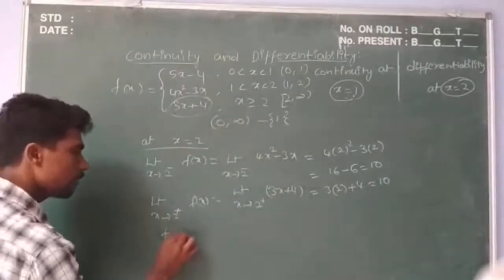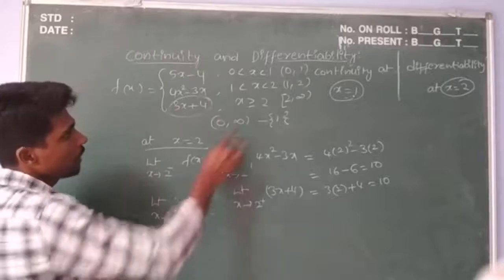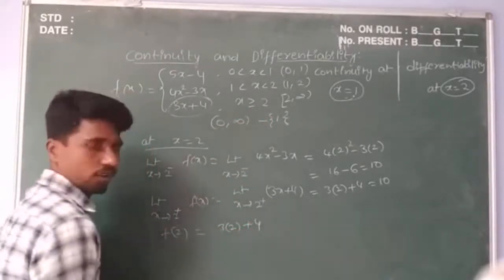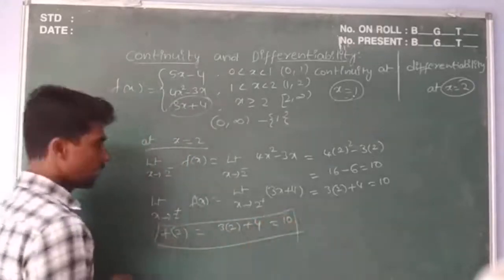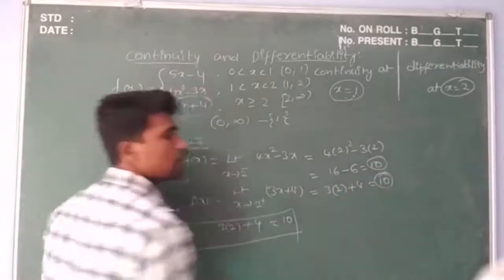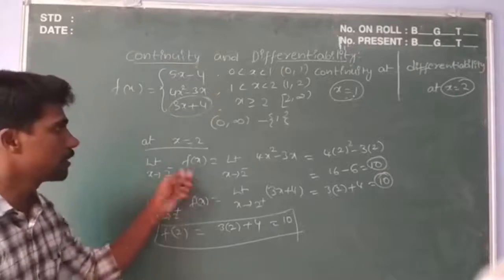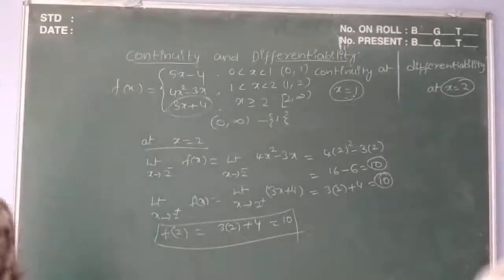Now f of 2, the value of the function at exactly 2. f of 2 is equal to 3 into 2 plus 4, which is equal to 10. So what is the value of f of 2? 10. And what is the left limit? 10. What is the right limit? 10. So all the three values are equal. So I can say the given function is continuous at x equal to 2. Now I'll check for differentiability.